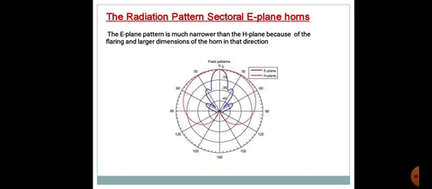So here on the screen you can see in the blue color the radiation pattern in the E plane, and the black dotted line is the radiation pattern in the H plane, which is wider, and the radiation pattern due to E plane is narrower.